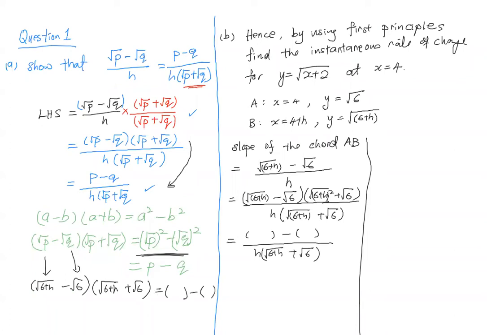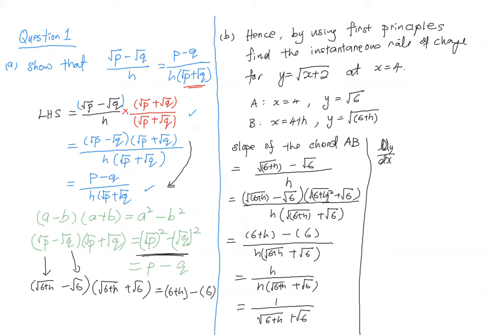Wait for a while. It is 6 plus h minus 6, correct? Yeah. So you get h over h times the square root of 6 plus h plus square root of 6. So I got 1 over square root of 6 plus h plus square root of 6. So next step, I will write limit. I want to get dy/dx, correct?